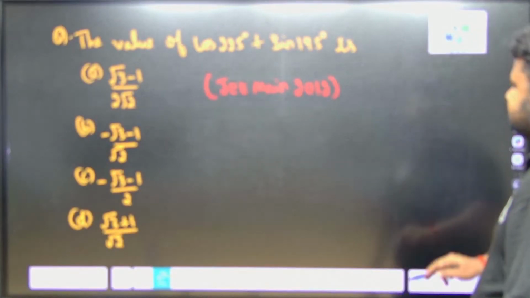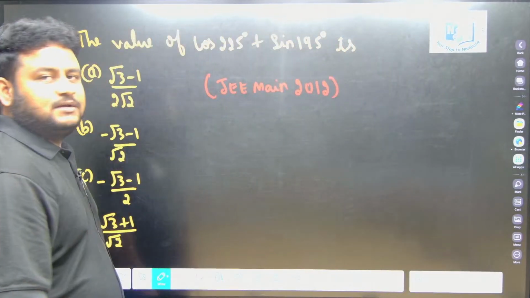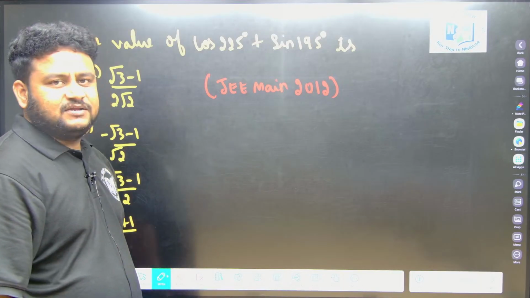Look at this question, friends. I think there is some mistake in the option. Anyways, they are asking the value of cos 225 degree plus sin 195 degree.